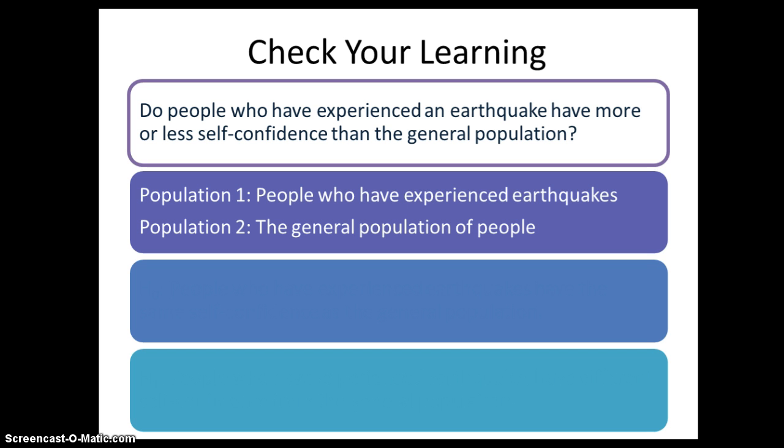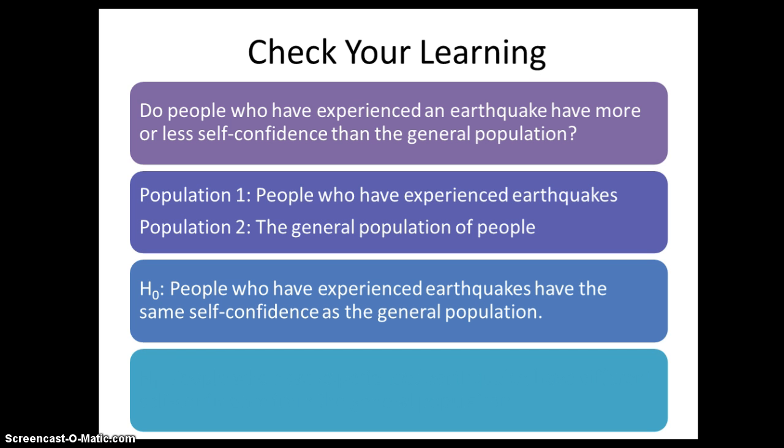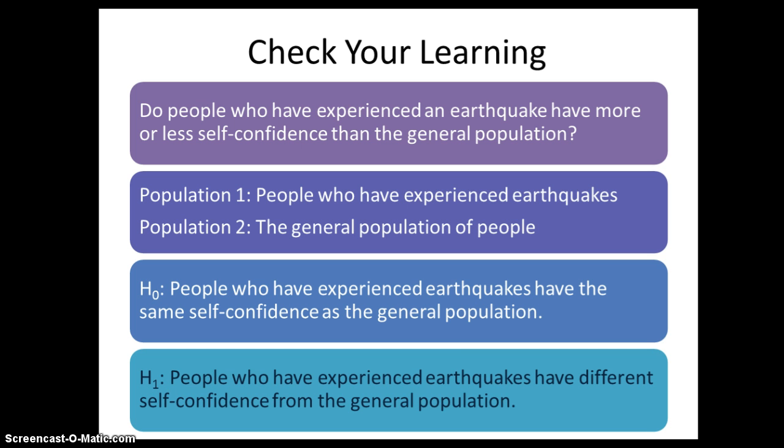So our two populations here are people who have experienced earthquakes, and the second is the general population of people. And our null hypothesis is that people who have experienced earthquakes have the same self-confidence as the general population. And the research hypothesis is that people who have experienced earthquakes have different levels of self-confidence from the general population.